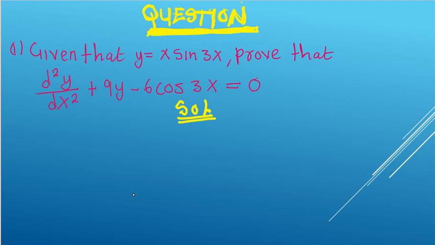So today we'll be answering this particular question under calculus, and the question is simply asking us to, given this particular equation, given that y is equal to x sine 3x, prove that d2y/dx2 plus 9y minus 6 cos 3x is equal to 0. So the way to answer this question is very simple.